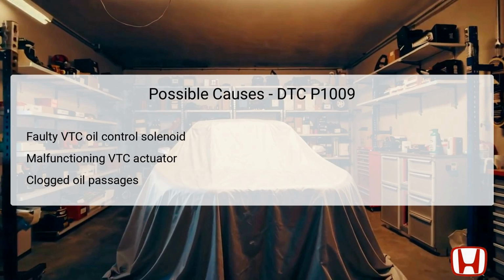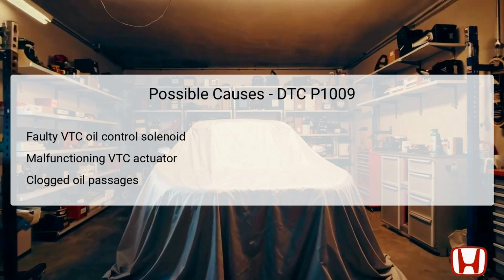Several issues may lead to the triggering of DTC P1009. A common cause is a faulty VTC Oil Control Solenoid Valve A, which can fail to operate correctly, preventing the actuator from receiving the appropriate oil flow. This can result in improper valve timing and diminished engine performance.